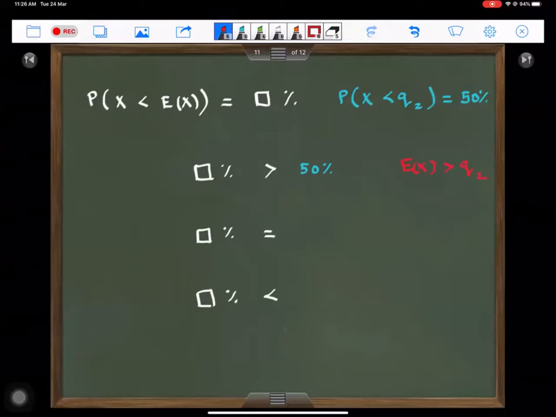Perfect. That was the first example. Second example, if this percentage is equal to 50%, what's the conclusion? Expectation of x is equal to Q2. If this percentage is lesser than 50%, what's the conclusion? Expectation of x is lesser than Q2. Done. Made it very, very easy for you people. So you don't even have to think.